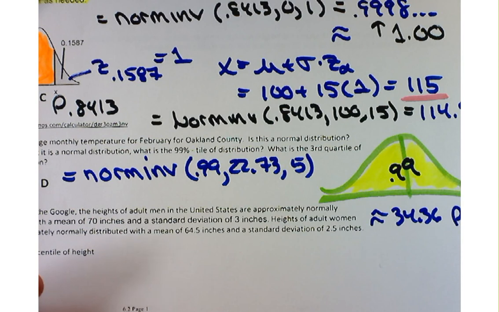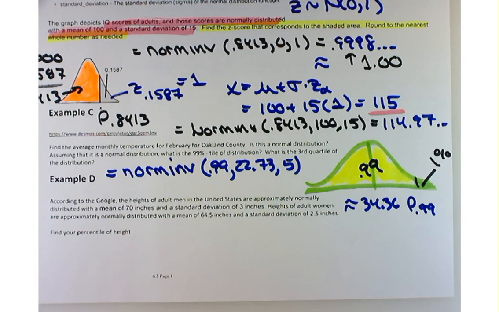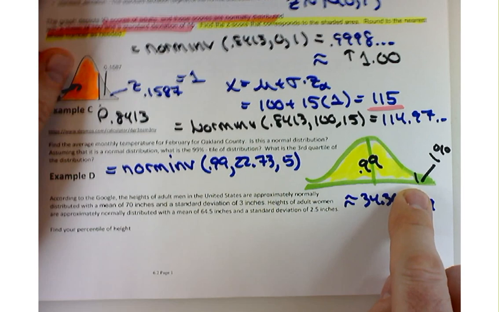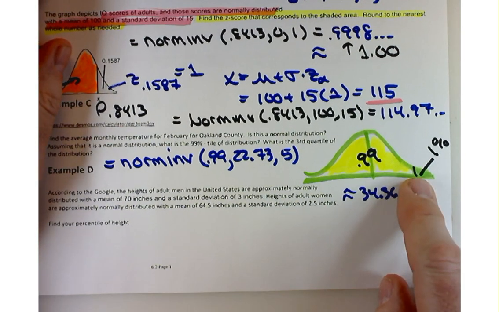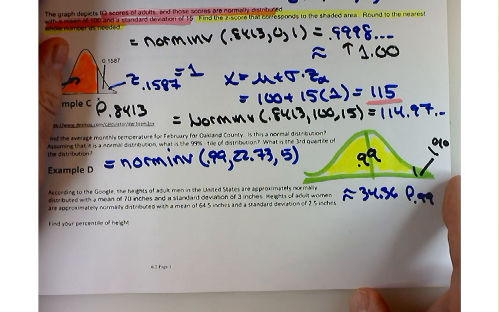Because we're given 99%, just think of it as our probability density, where that's the area that we're given. What this is saying in practical terms is that 99% of the time, the average monthly temperature in Oakland County for February is going to be less than or equal to 34.36. 1% of the time, you're going to be above that.